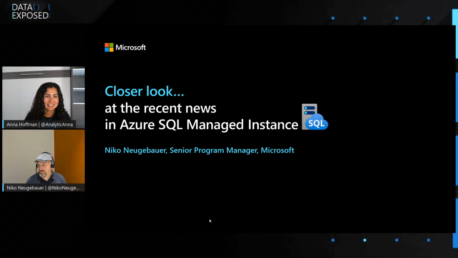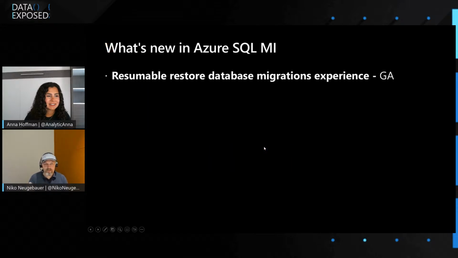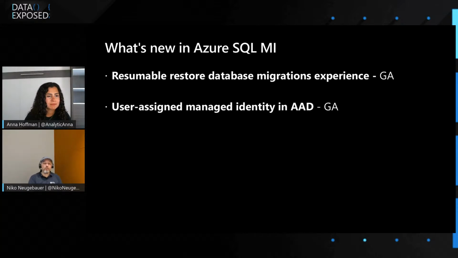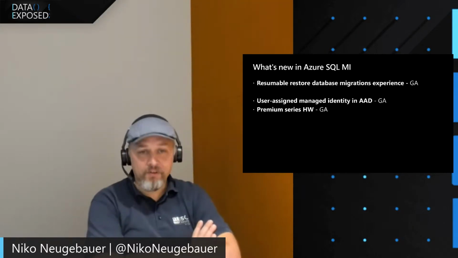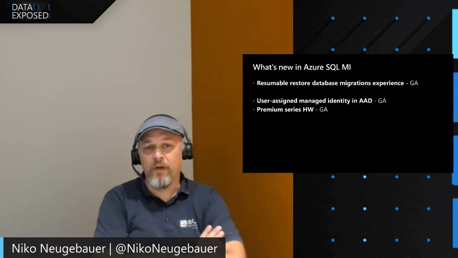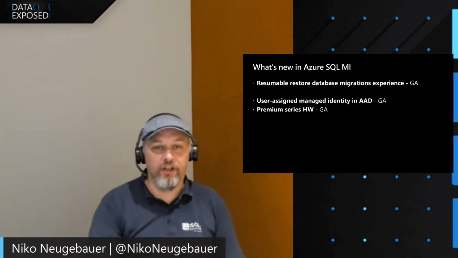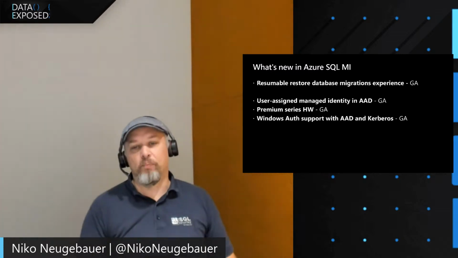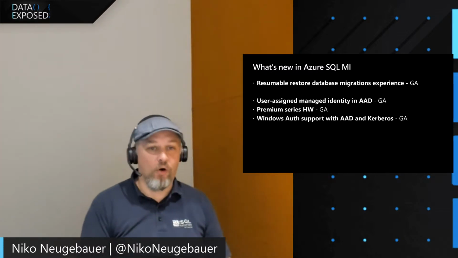All right, and with that, we have great news about the resumable restore database migration experience that just went GA just a month ago. As Anna mentioned, user-assigned managed identity for Azure Active Directory also went into GA. The key thing that a lot of customers have been asking us since the premium series were premiered at the last Ignite in the fall of 2021 was the premium series hardware. Those went into general availability. Windows authentication support with Azure Active Directory and Kerberos protocol went into GA.